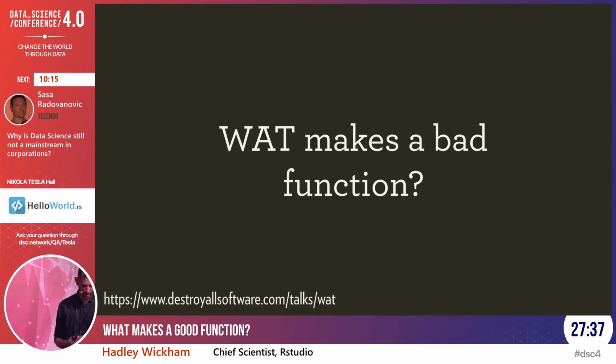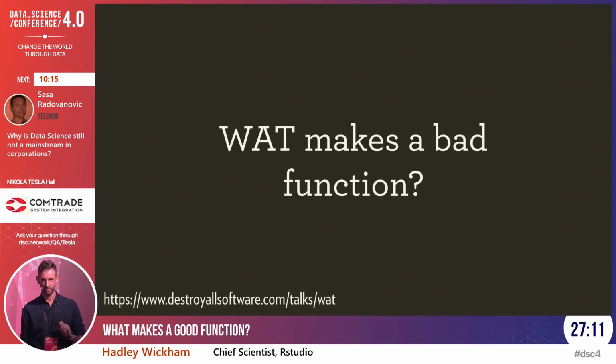So I think it's really important to think about the design of functions. What makes things in the world easy to use? One thing that makes things easy to use is affordances. When you look at a door, can you tell whether to push it or pull it? So I wanted to talk first about some clear examples of what makes a bad function.